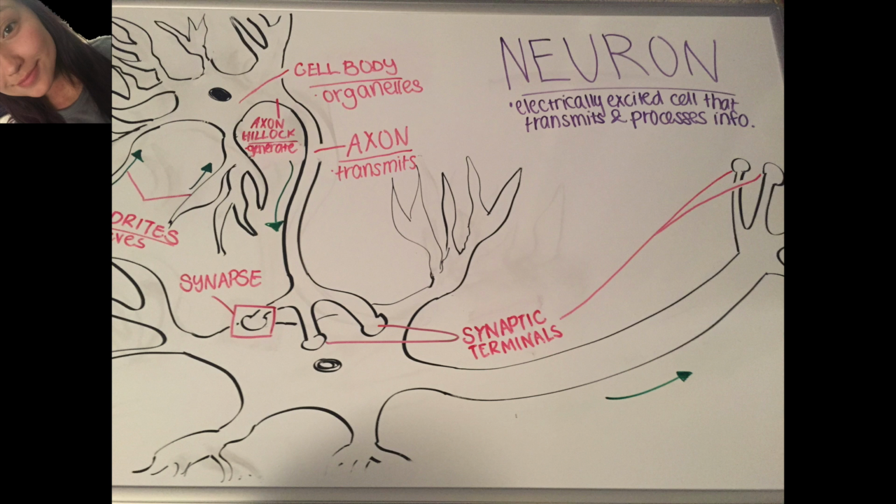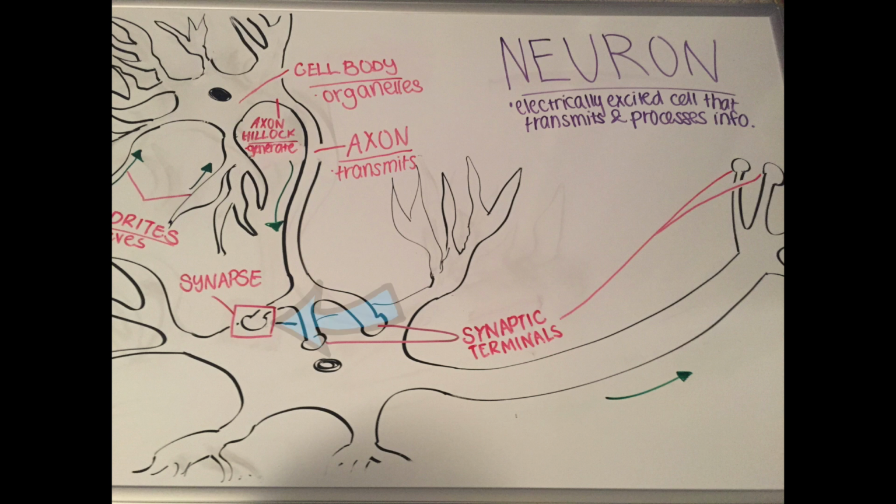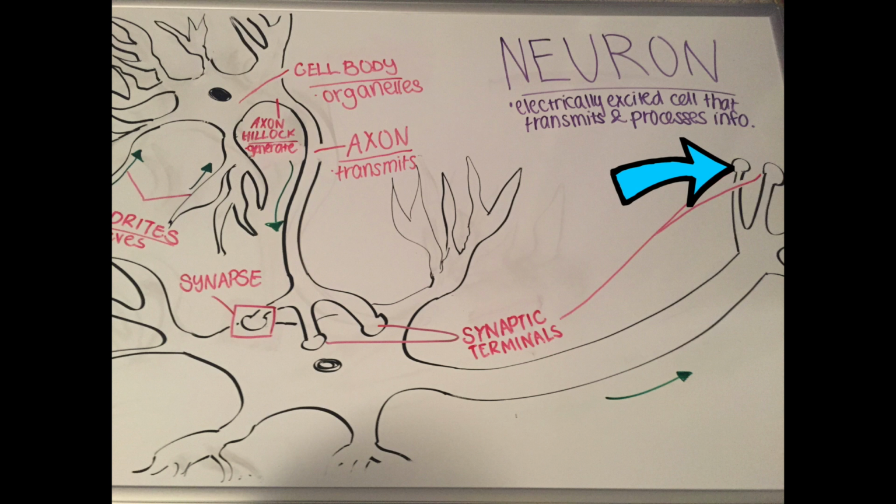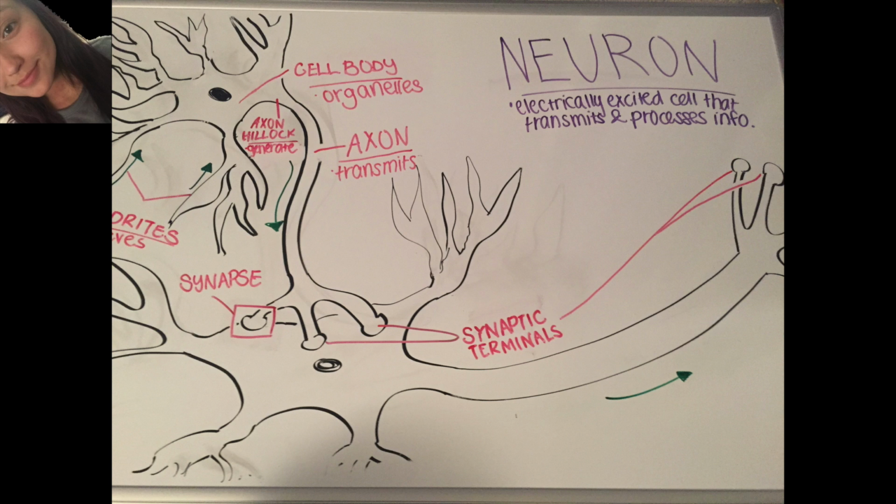The part where the neuron connects to another neuron is called a synapse, which is the junction that transmits the signal across to another neuron. There are synaptic terminals at the synapse, which are the ends of one neuron. The green arrows shown in this diagram represent the pathway of a signal.